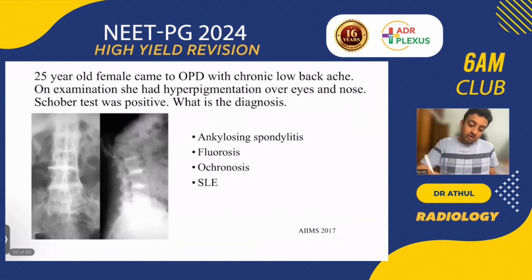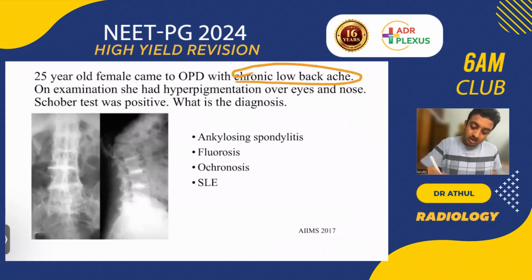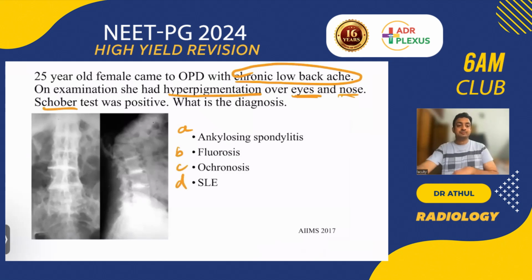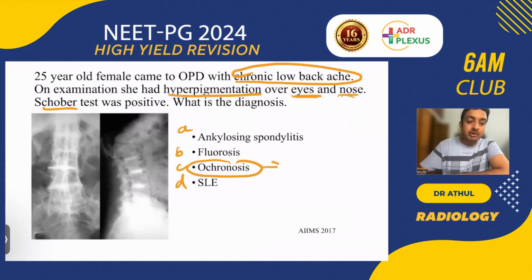Now, here the patient is having chronic low backache, hyperpigmentation of eyes and nose, and Schober test is positive. What is the diagnosis? Is it A, B, C, or D? Excellent. This is ochronosis. Now, another question from biochemistry. What is the enzyme that is deficient in ochronosis or alkaptonuria? Since this is alkaptonuria, there is blackening of urine, eyes, nose, whatever structure, cartilages will be blackened. That is homogentisate oxidase. This is homogentisate oxidase deficiency.